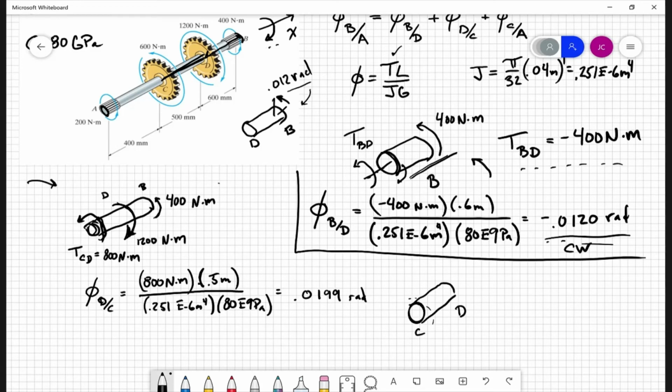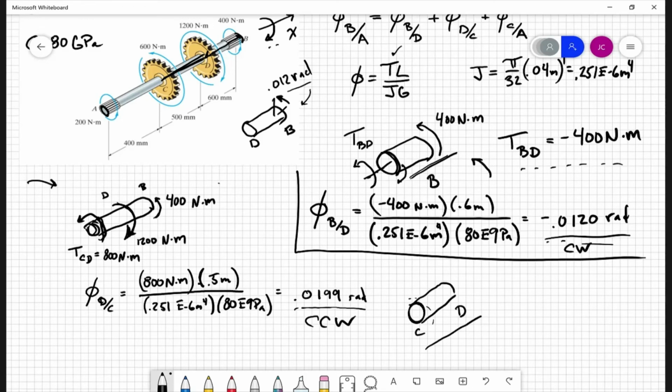So that means the angle of rotation, as I calculate here, is going to be in the positive direction or counterclockwise. The other way to think of it, and this is probably a little easier for a lot of folks, try to think of it both ways. Let's just look at section CD. So I've drawn section CD here.